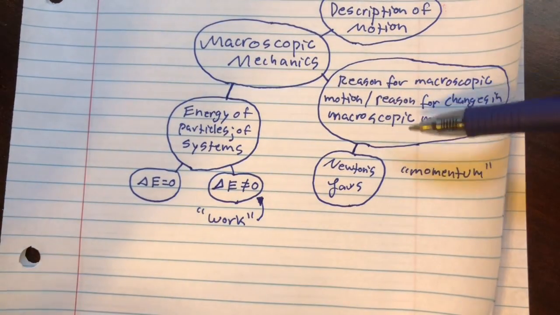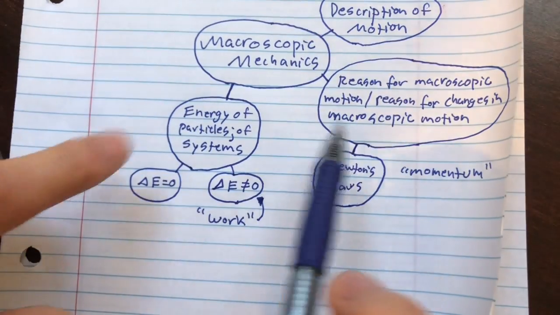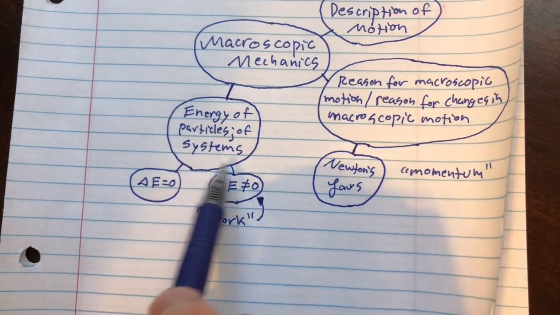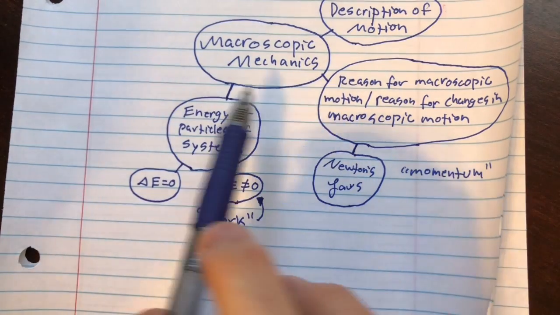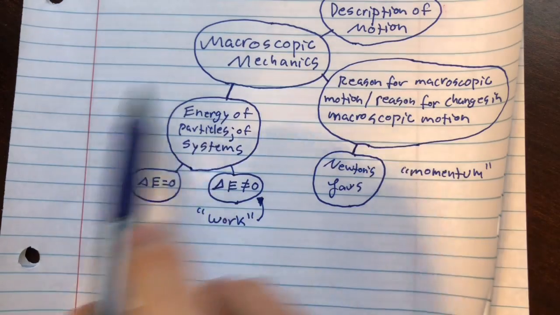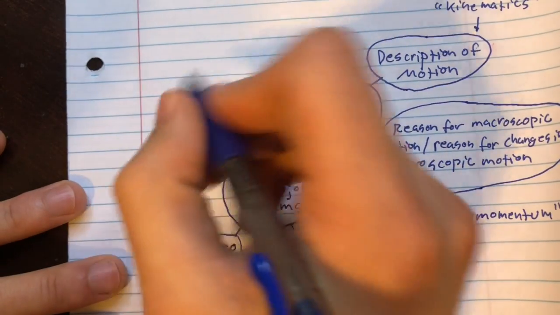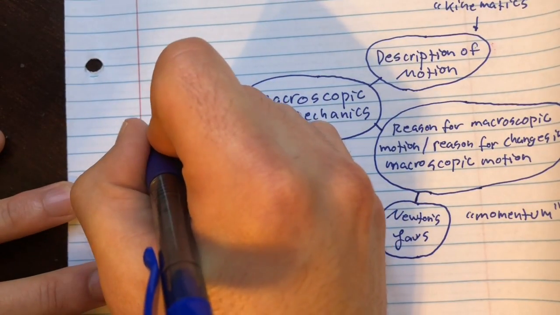So again, we got the description of motion, the reason for motion. We got two things that are interacting. It's going to be the energy of a system. If you got something that's just going along, you're going to be talking about its kinetic energy. Okay, that's great. The next realm is really just going to be the realm of gravity.